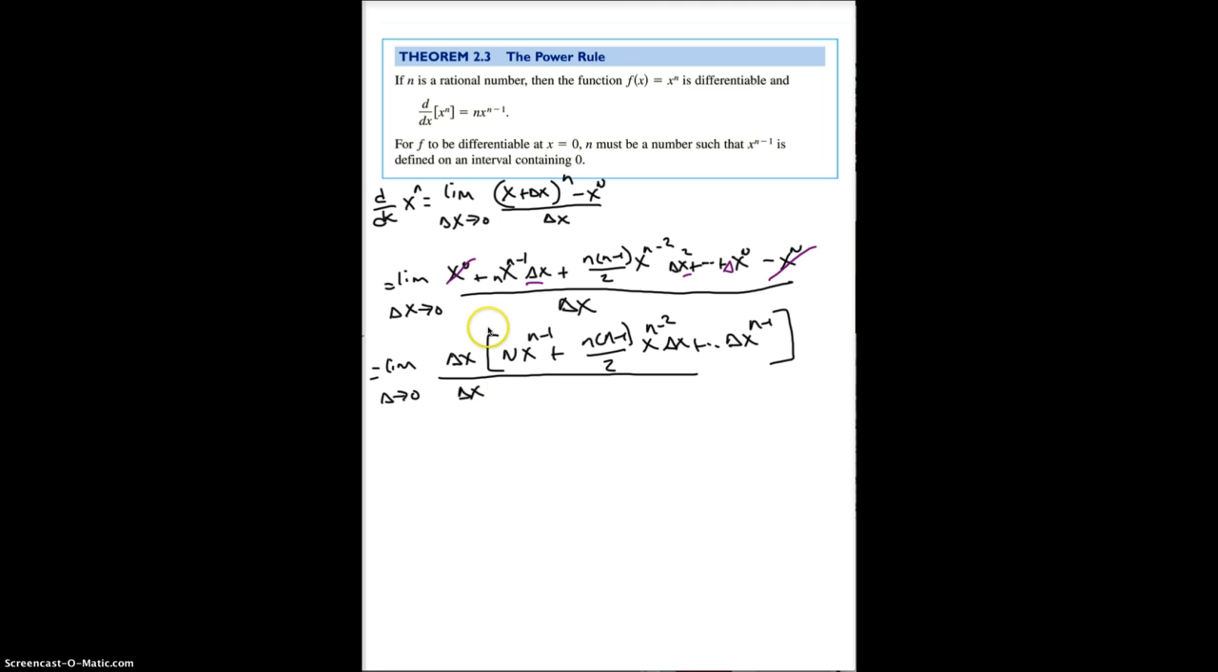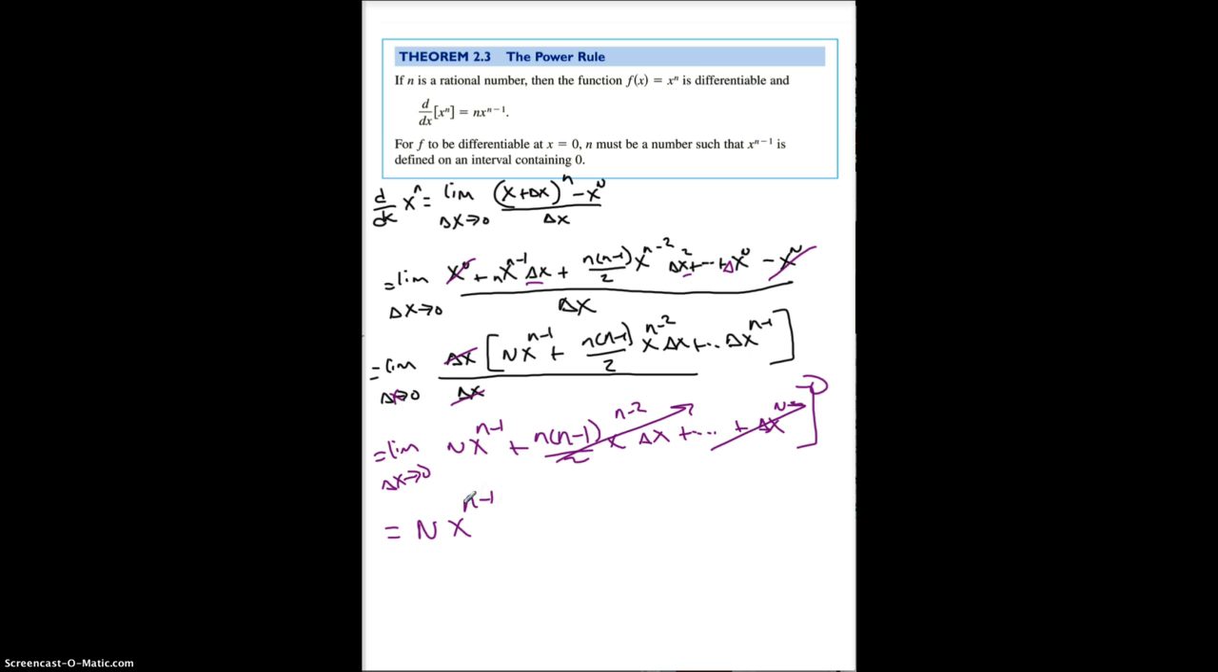So when we divide out the delta x's here, we wind up with the limit as delta x goes to 0, I'm making mistakes everywhere, of n x to the n minus 1 plus n(n minus 1) over 2 x to the n minus 2 delta x plus dot dot dot plus delta x to the n minus 1. And of course, all these terms go to 0. So as delta x goes to 0, those terms go to 0, so we're left with n x to the n minus 1. Now it turns out we can expand this to non-integer terms, but we'll do that later.